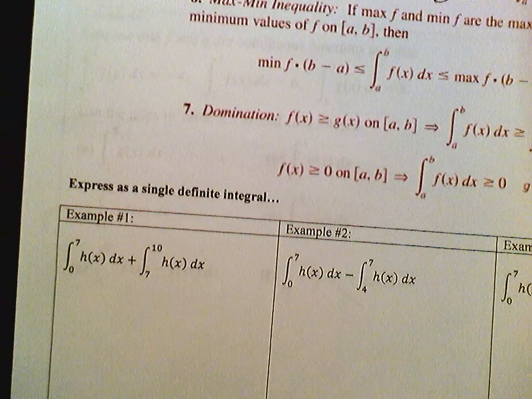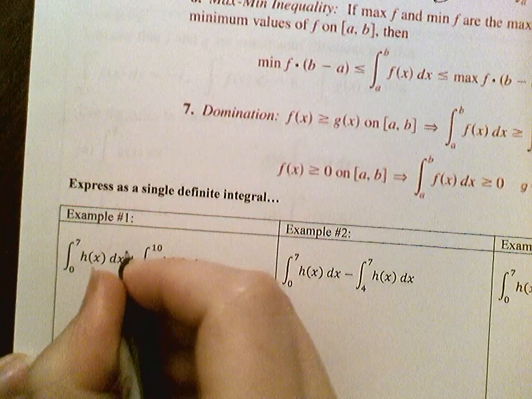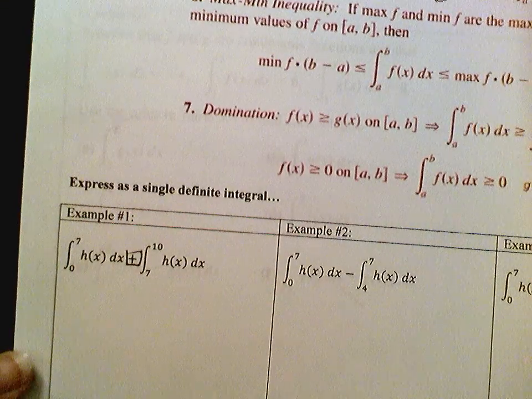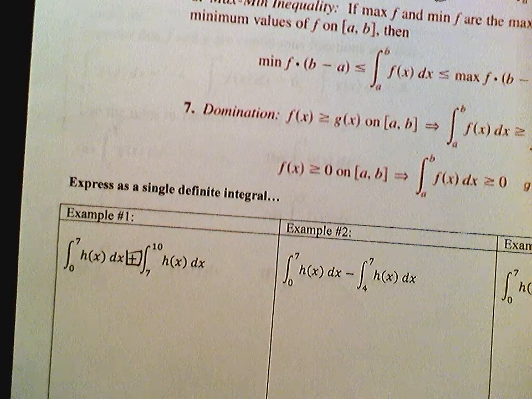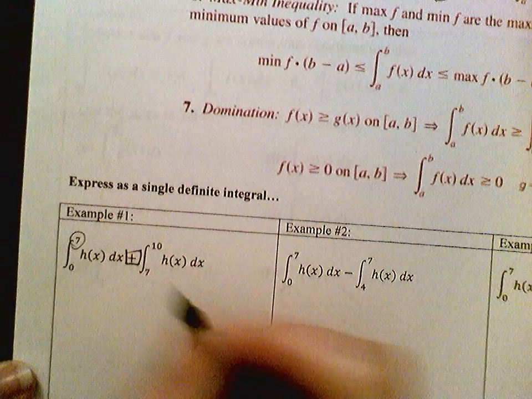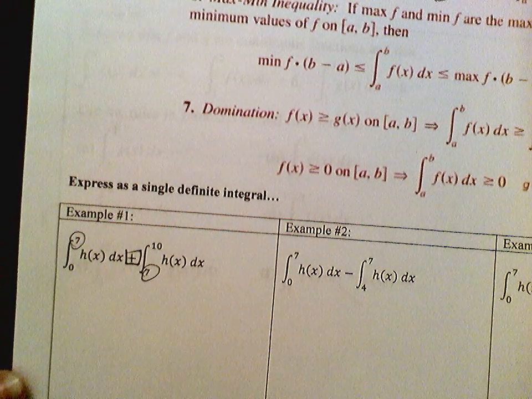First I look to see if I can use additivity. Yes, I have a plus sign. You don't have to box that up, but I'm just highlighting the important things to use additivity. Yes, I have a plus sign. And the upper limit here is equal to the lower limit there.